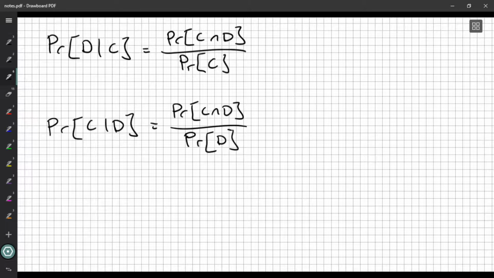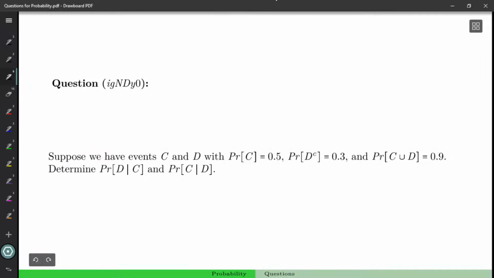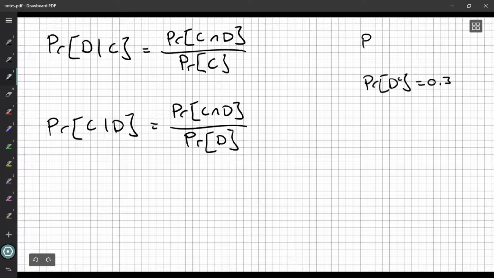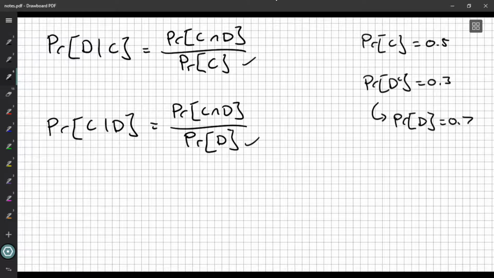Now we're given a probability of C in the question. It's 0.5. D complement is another probability we're given. But if the probability of D complement is 0.3, 1 minus that should be the probability of D. So we pretty quickly can determine the probability that D will occur is 0.7. So that's the denominators that we need, but we also need C intersect D.